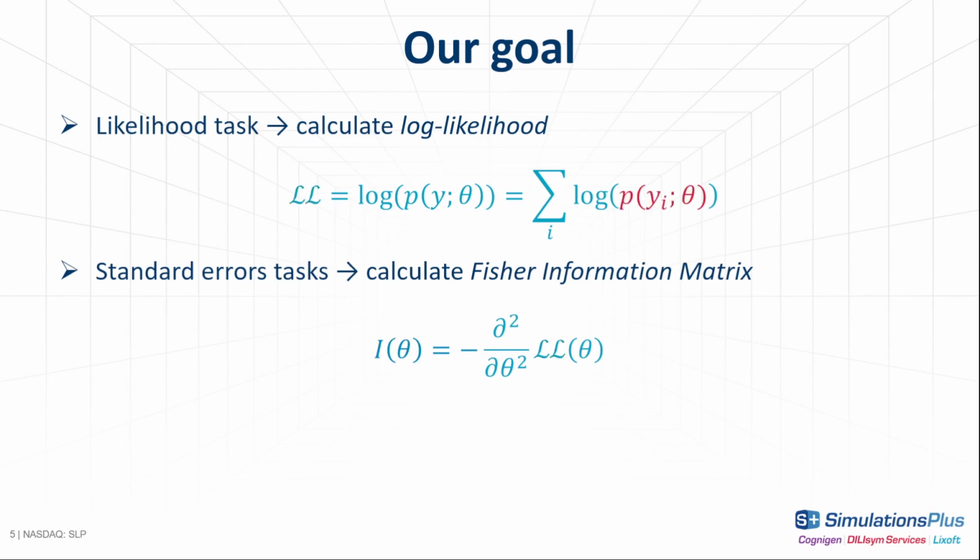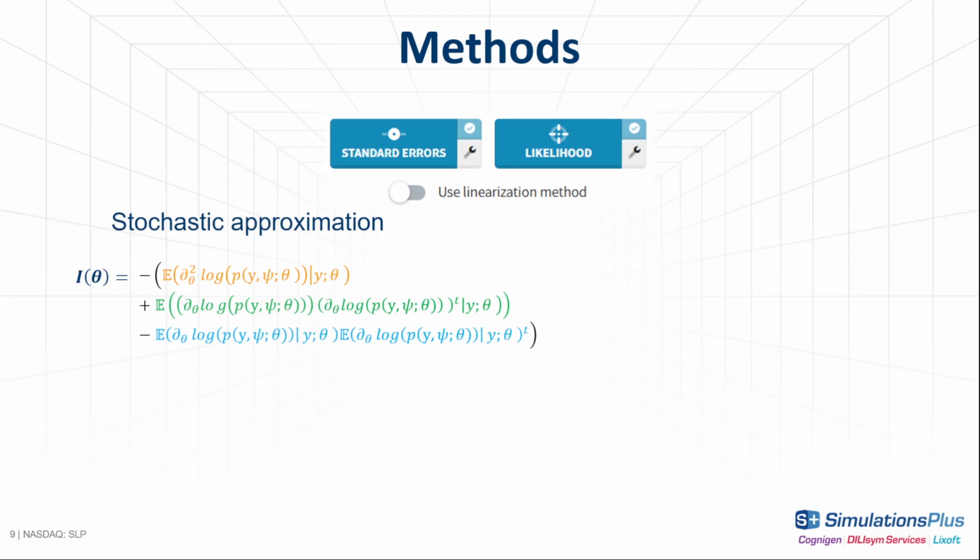That is the logarithm of the probability p to observe the data y for each individual, given the estimated population parameters theta. If the observations follow a normal distribution, then the probability density function is easy to write. But the problem here is that we don't know the true individual parameter psi, so the PDF does not have a closed form.